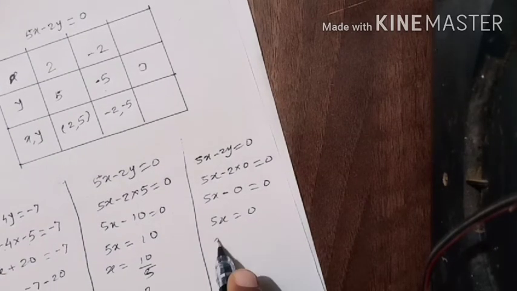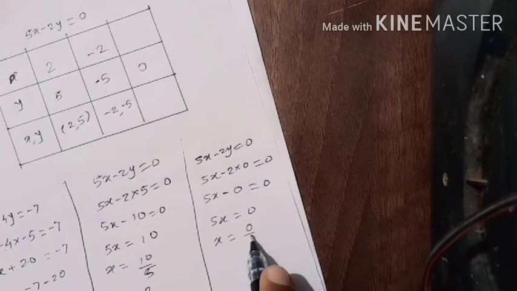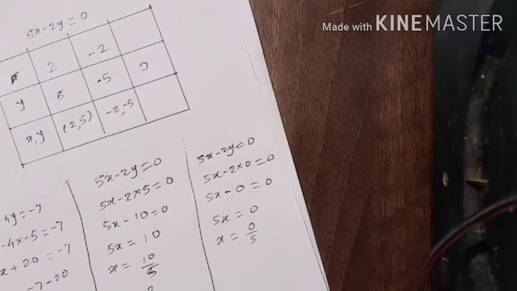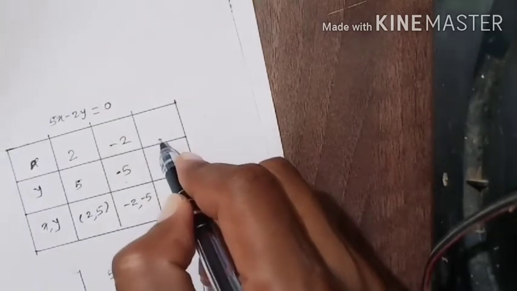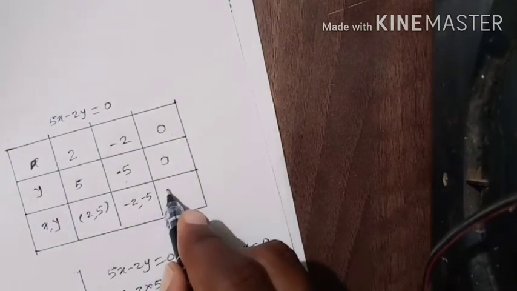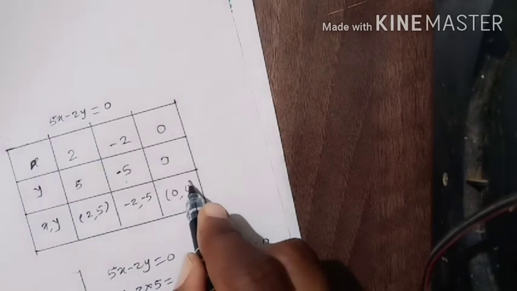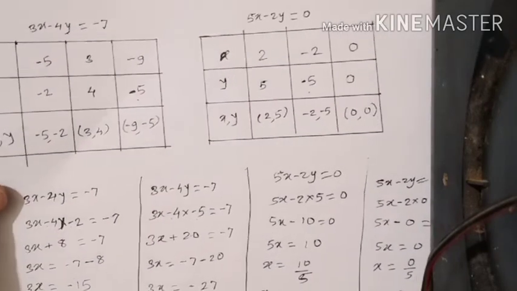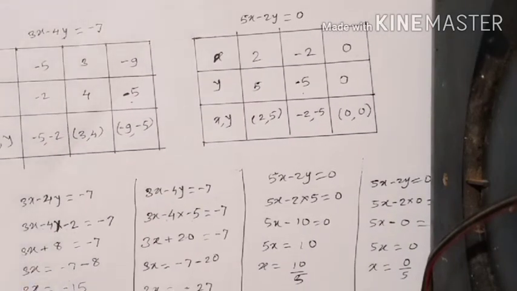Now x is equal to 0 by 5. It is meaningless, therefore 0 by 5 is 0. Therefore x is equal to 0. Now we will write here the value of x is 0. Therefore the coordinates are 0, 0. Boys and girls, it is a completion of the box for example number 5.